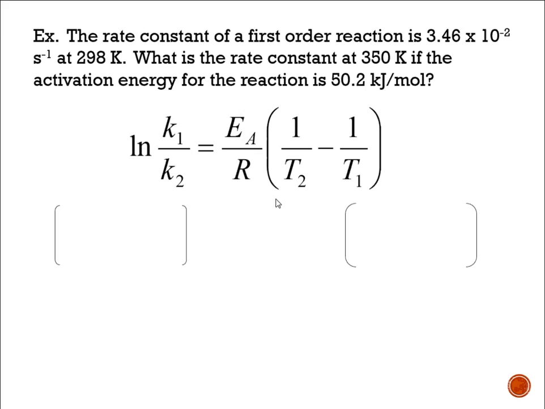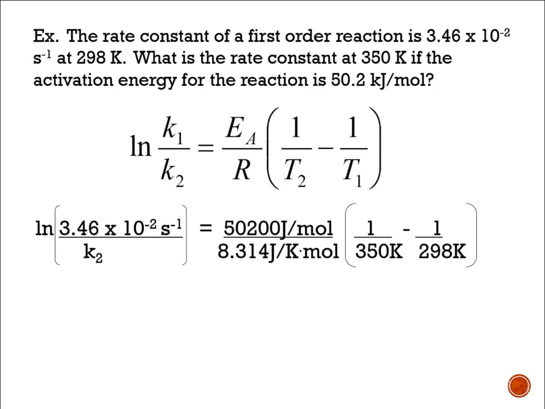So the rate constant of a first order reaction is this value. What's the rate constant at 350 Kelvin if the activation energy for the reaction is that value? So this is activation energy, and here would go in this position. We have a temperature 298, temperature 1. We have temperature 350 here. And then we're looking for the change in the rate constant.